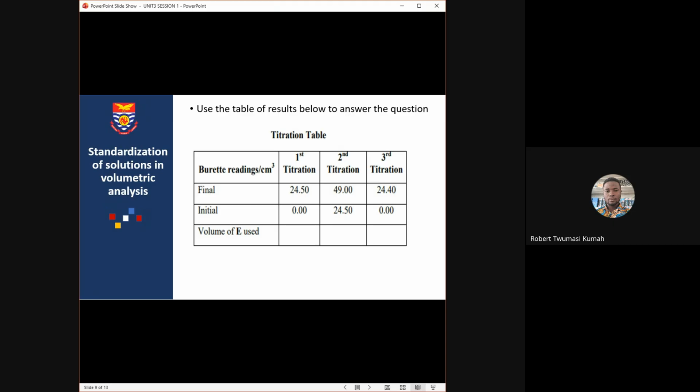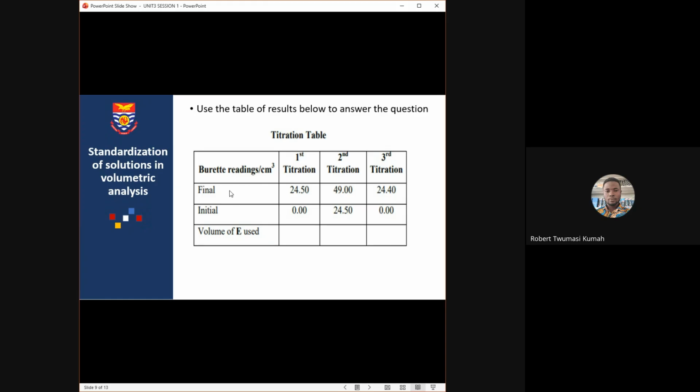The experiment is already done for us. So our duty is just to use the values. So this is how a standard table should look. We should have our burette readings and its units. Your first titration, second titration, third titration. If you want to do more, fourth titration, fifth titration, we should have it like this.